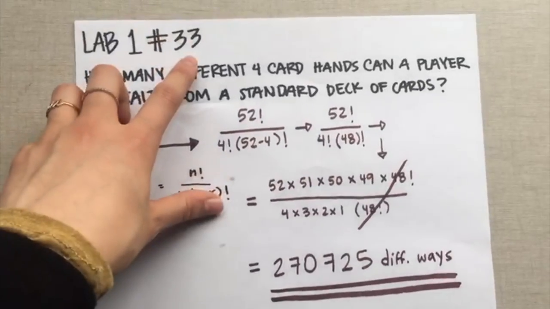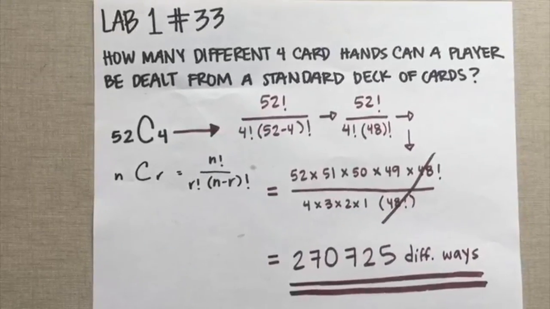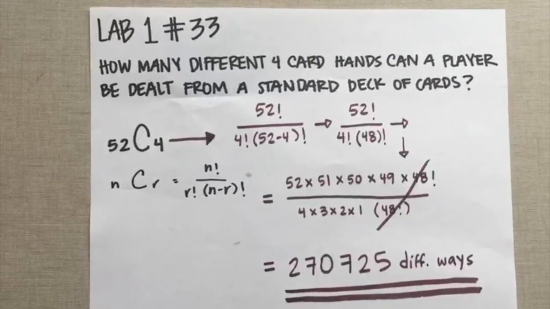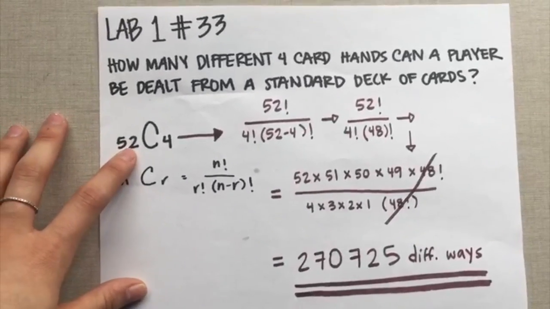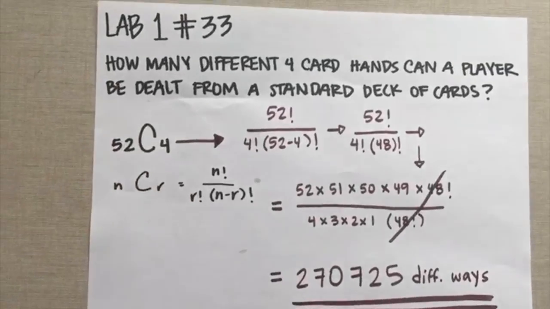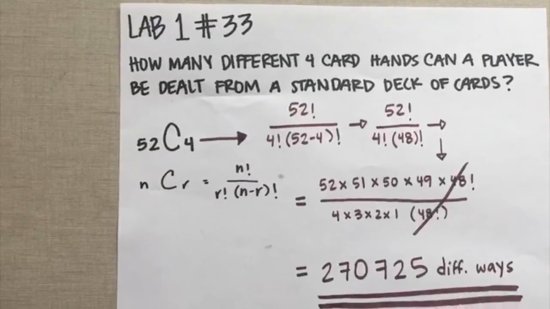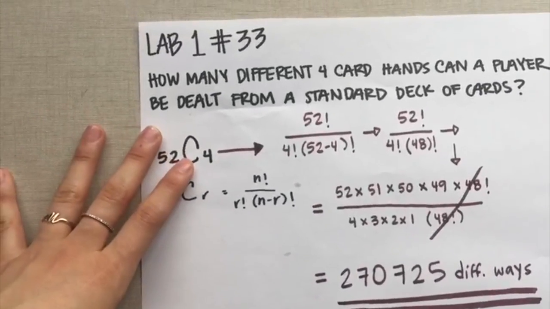In problem 33 from the first lab, the problem says, how many different 4-card hands can a player be dealt from a standard deck of cards? So as we know, there are 52 cards in a deck of cards, and we are going to choose 4. Since the problem doesn't specify the order in which you need to choose the cards or which ones you need to choose, we use combinations.